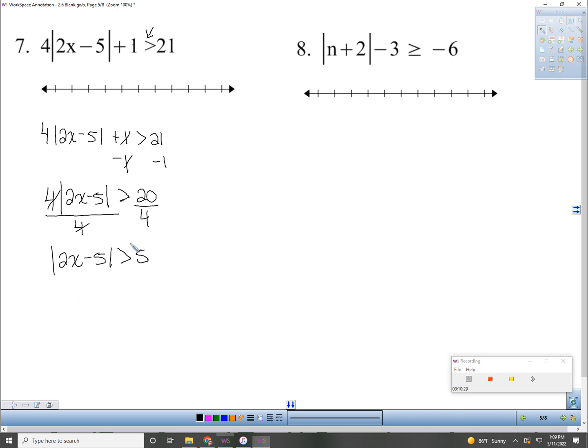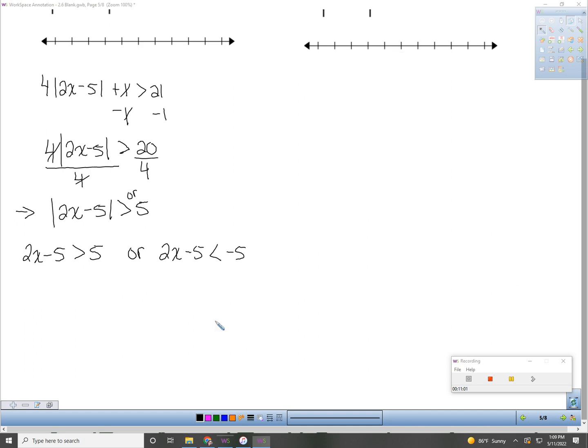So since this is greater than, we do have an or. So I'm going to set up my two problems. Always check that right here once you have your absolute value solved for. You don't want to do it at the top necessarily. So I have 2x minus 5 is greater than 5, same exact thing I have here, or keep that left side, 2x minus 5 is less than negative 5.